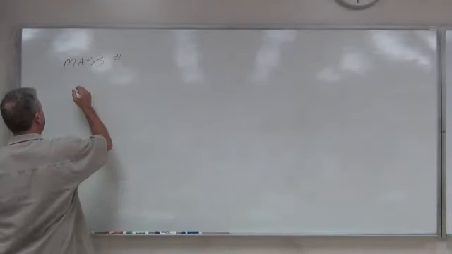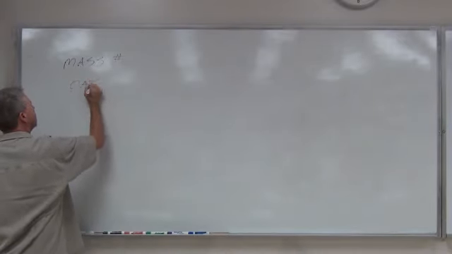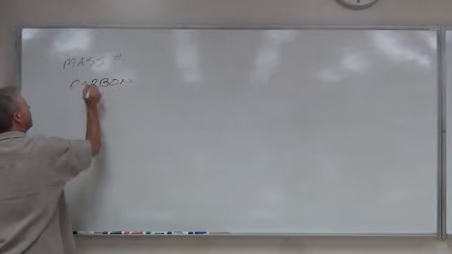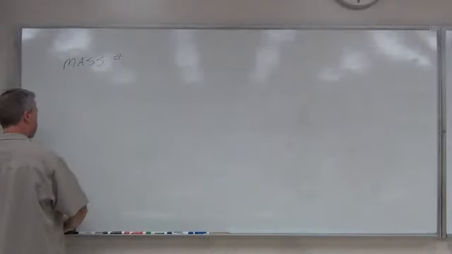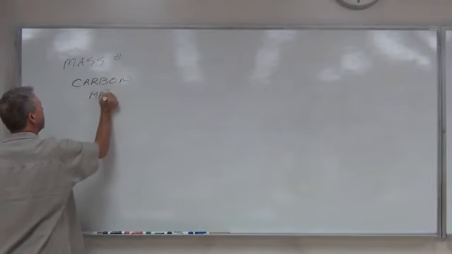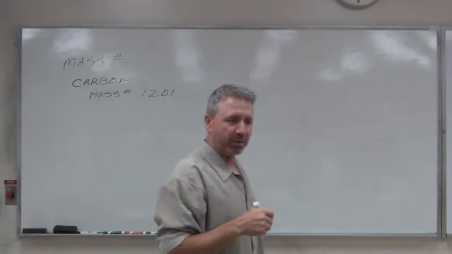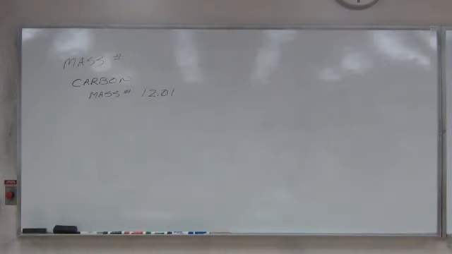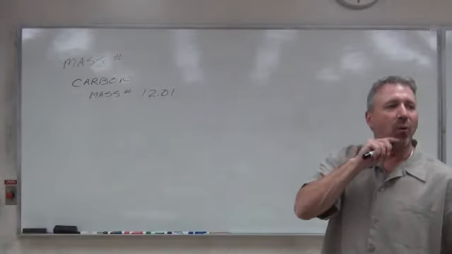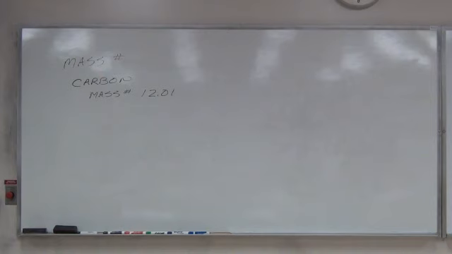Let's take the mass number of carbon, for example. Right? We look at our periodic table and we see the mass number of carbon is 12.01, right? Everybody see that? 12.01 what? What is it? AMU. How come it's not written AMU?